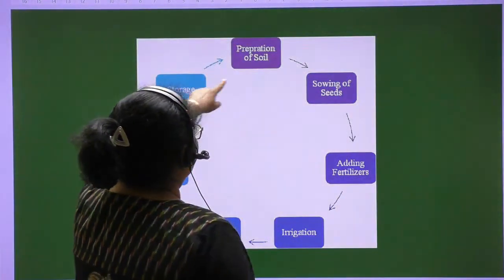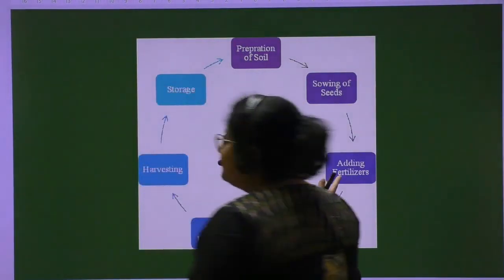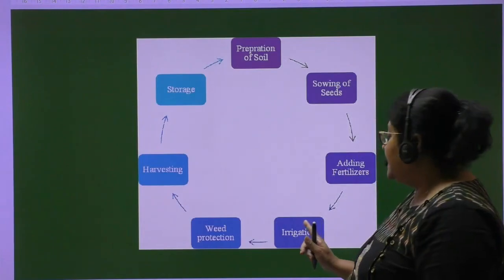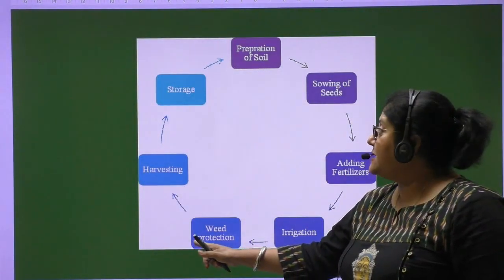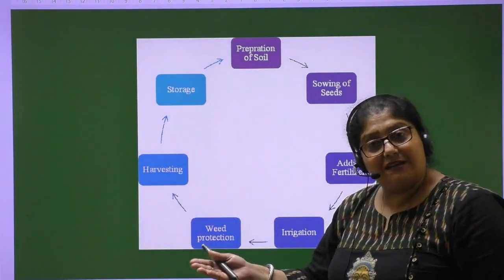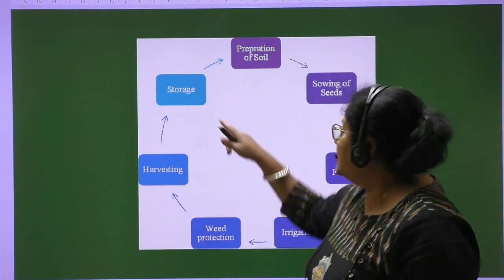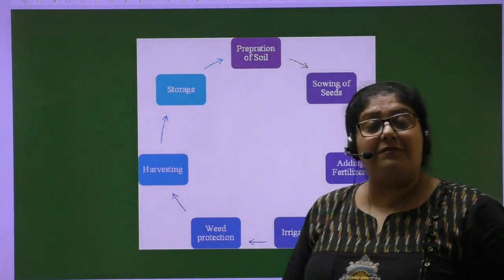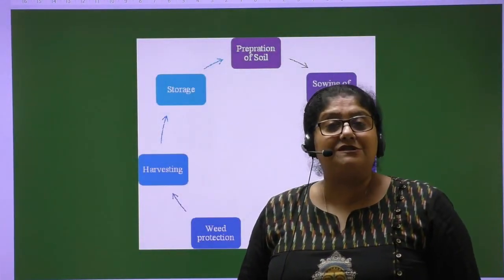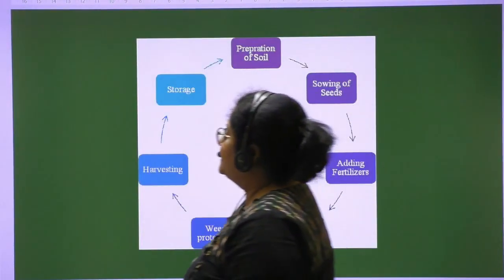So first, preparation of the soil, then the seeds are sown, then fertilizers or manure is added, the field is watered, enemies of the crops or the weeds are removed, then the crops are cut and gathered, and finally they are stored for future use. So these are the agricultural practices undertaken by a farmer so that his crop is ready and can be sold in a good condition.